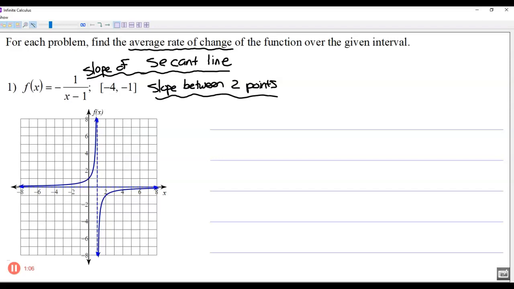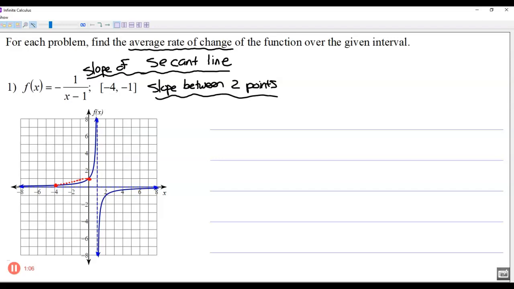So the idea of calculus is eventually we want to be able to take the slope at 1 point, which is goofy because you're used to like, well, I need 2 points. Y2 minus y1 over x2 minus x1. So we're kind of working up to that. If I look at number 1, for example, -4 and -1 are both x values, and we are asked to find the average rate of change or the slope of the secant line. So that's the slope of this line.